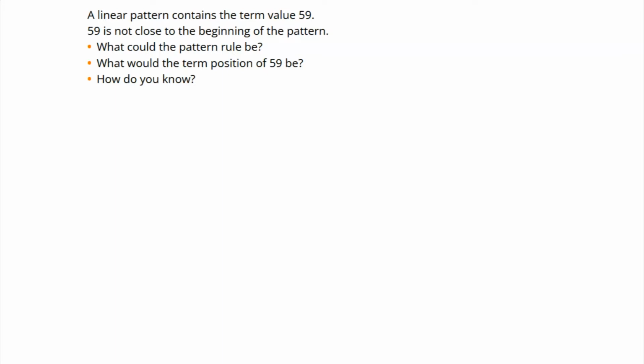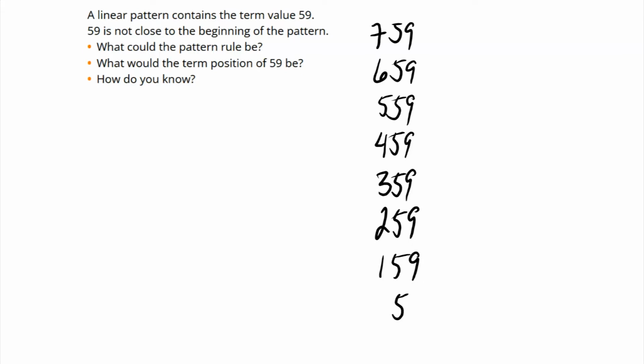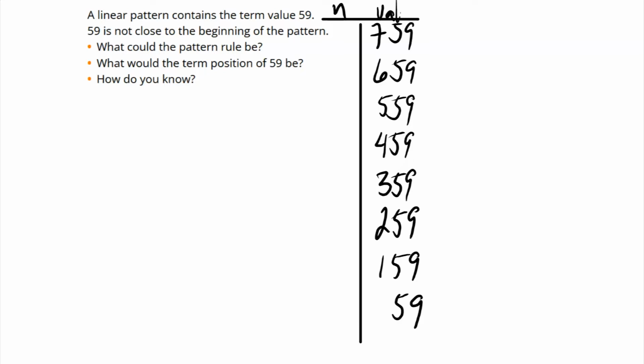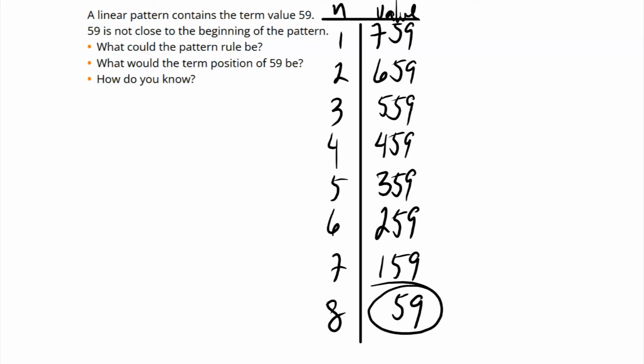So what could our pattern rule be? It could be something as simple as 31, 33, 35, and so on. And because we see that we're dealing with all of the odd numbers, then we know eventually we're going to end up at 59. Supposing this time we started at 759, next would be 659, 559, 459, and eventually we end up down at 59. And the term position, there's our n and there's our value, 1, 2, 3, 4, 5, 6, 7. So 59 in that case would be the 8th term.